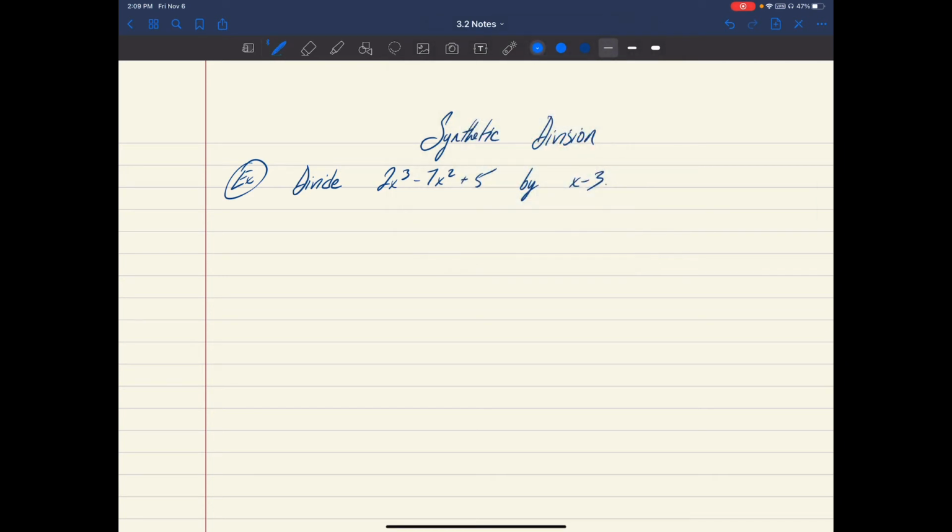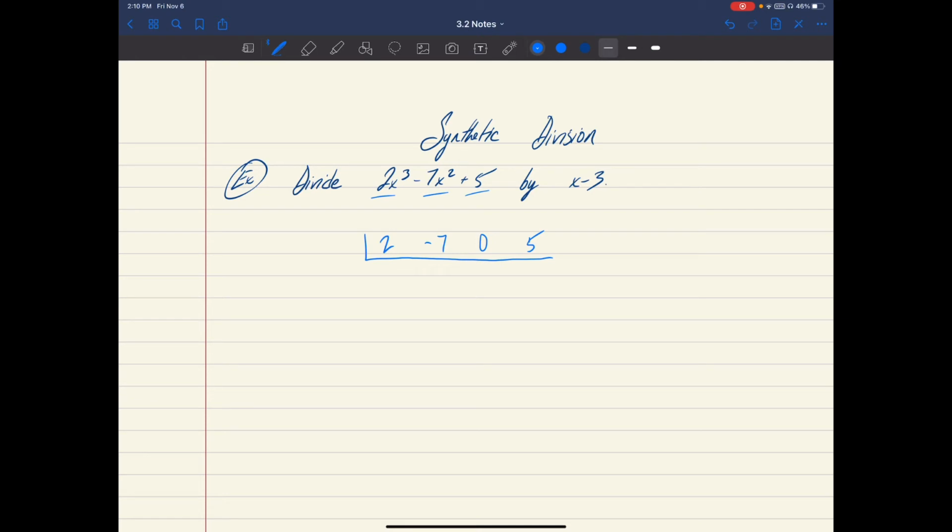Okay, so we just take the coefficients of all of these and draw an upside down division sign. Some people draw that differently or make it a different symbol. And then we just write these. So again, if you have a power that's missing, you have to write it in. So this would be 2, negative 7. We have x's, no x's, and then we have a 5.